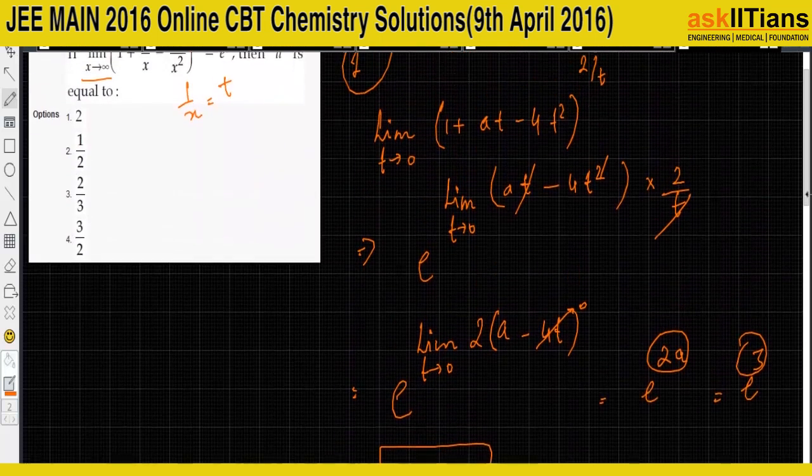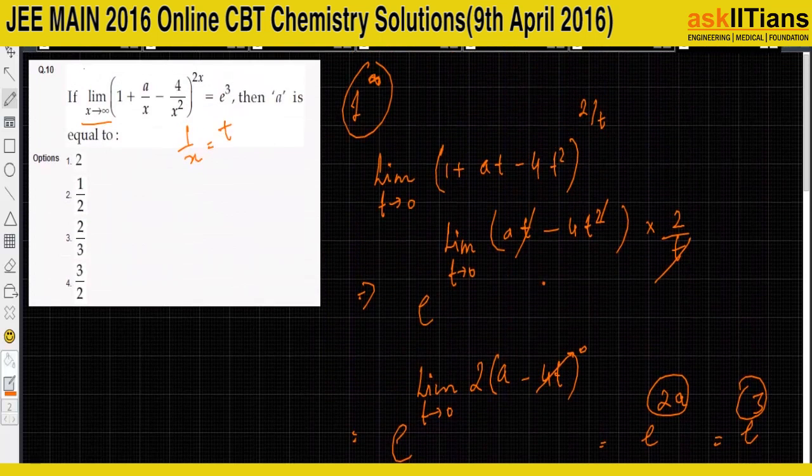So you can solve this question very fast, right? I am giving you a detailed solution, but if this question comes in the examination, it can be solved in a fraction of a second. A very easy question this was.